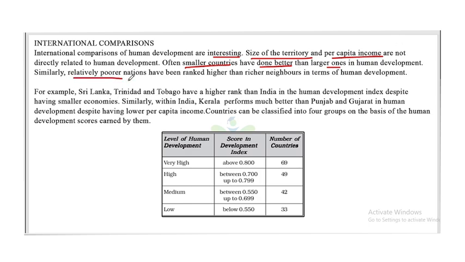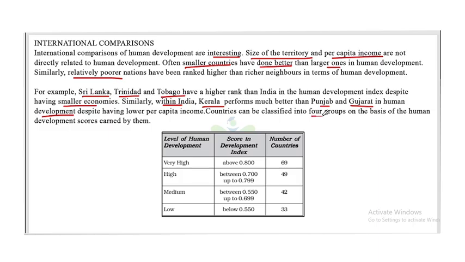Similarly, relatively poorer nations have been ranked higher than richer neighbors in terms of human development. For example, Sri Lanka, Trinidad and Tobago have a higher rank than India in the Human Development Index despite having smaller economies. Similarly, within India, Kerala performs much better than Punjab and Gujarat in human development despite having lower per capita income. Kerala has a lower per capita income than Punjab and Gujarat, but Kerala has a higher Human Development Index.